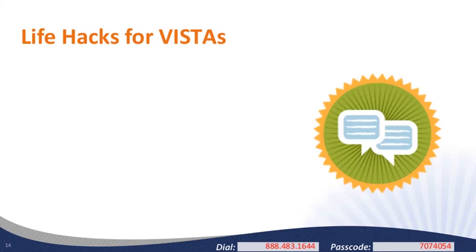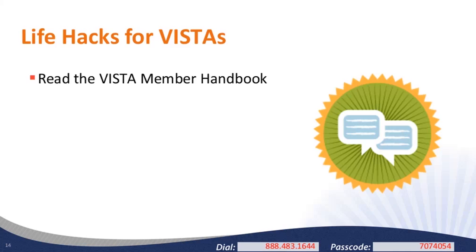One of the first steps as you're getting settled is to read the Vista Member Handbook. We can't stress it enough. It details the policies of the Vista program and outlines the process for requesting assistance. It has answers to questions like, how many personal days do you get? The handbook is located on the Vista campus in the section called Life as a Vista.